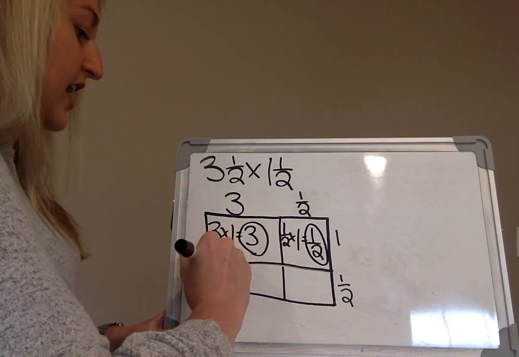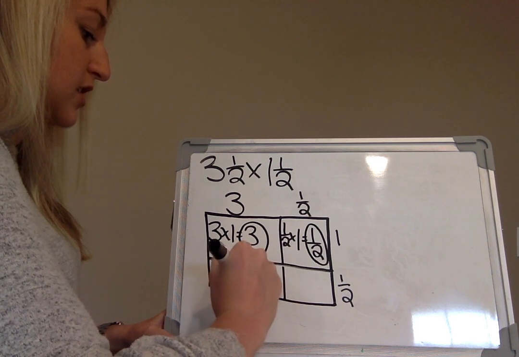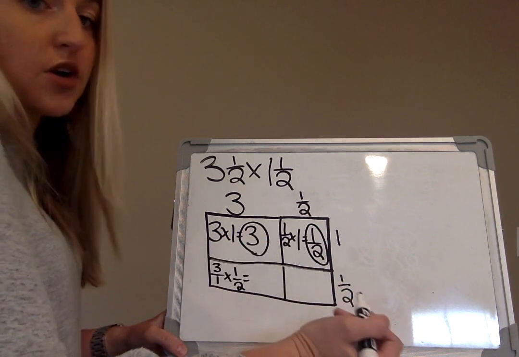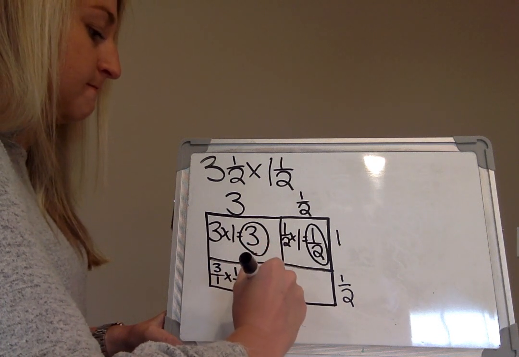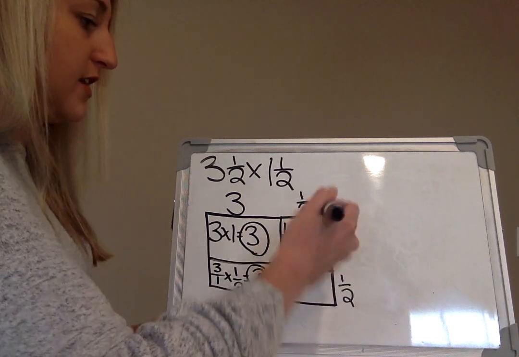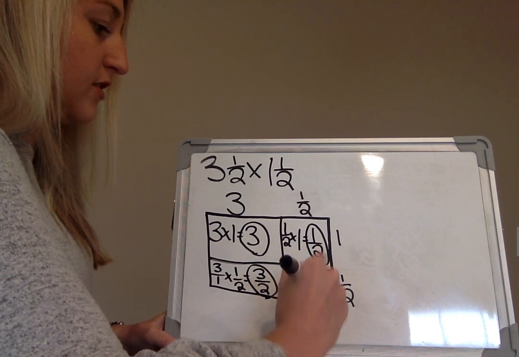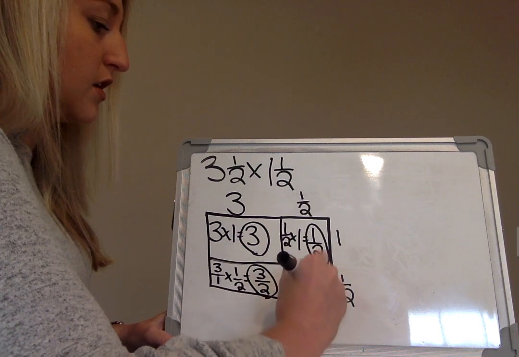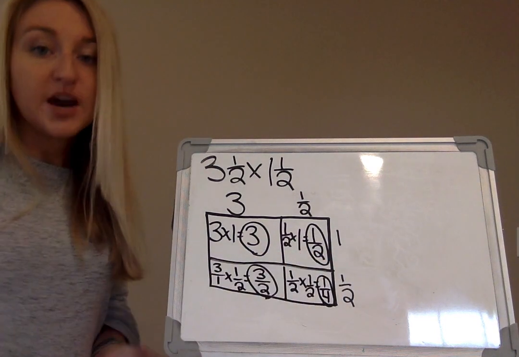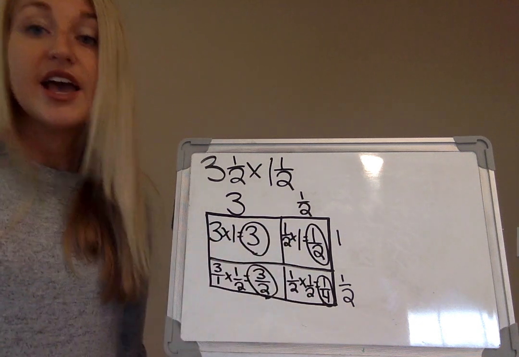3 times 1/2, 3 over 1 times 1/2 is equal to, straight across the top, straight across the bottom, 3 over 2. And then finally 1/2 times 1/2, straight across the top, straight across the bottom again, is equal to 1/4. So now we have 4 different numbers here. We have 3, 1/2, 3 over 2, and 1/4.